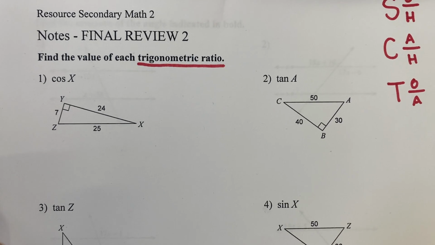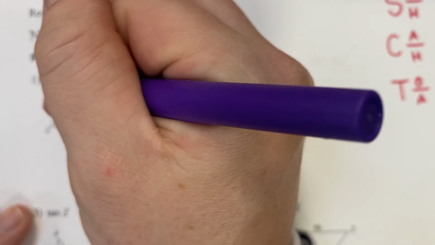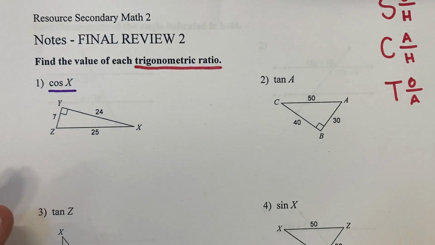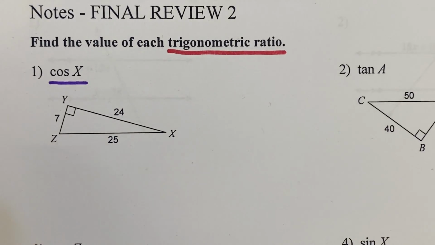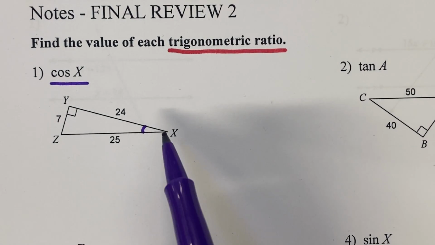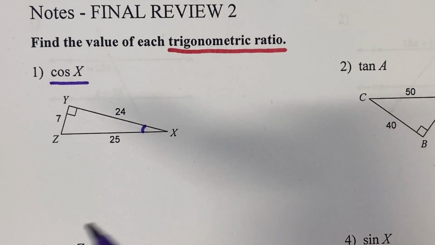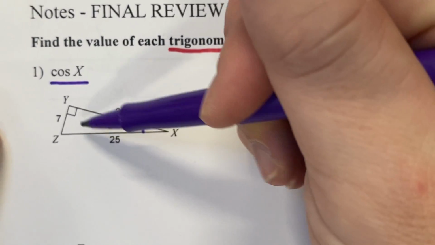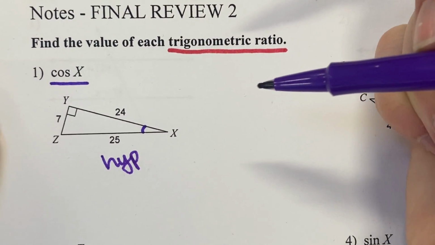All right, so if we look at number 1, it's asking us to find the cosine of x. So it wants cosine of angle x. First of all, we need to identify what angle we're standing at. We are standing at angle x right there. Then based on where we're standing, we can label our sides either opposite, adjacent, or hypotenuse. The hypotenuse is pretty easy. That's always across from our right angle. So that one's going to be 25.